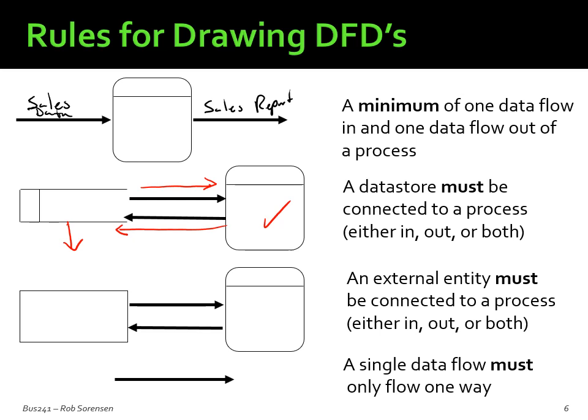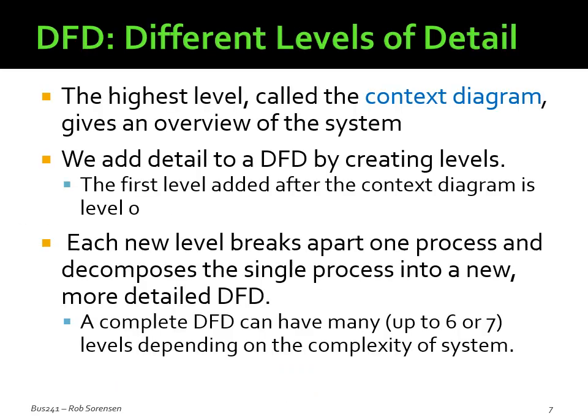And then a single data flow only flows one way. Don't use double-ended arrows because we won't know what that data is. So instead of a double-ended arrow, draw two arrows, and that way you can label each one with the specific data. All right. So those are just a few basics, but keep those in mind. That already will start to make our diagrams more clear.